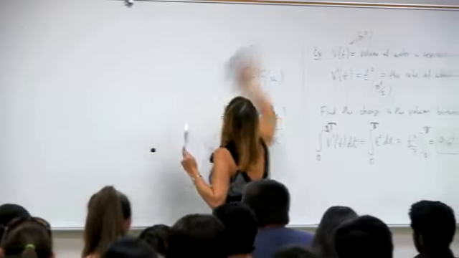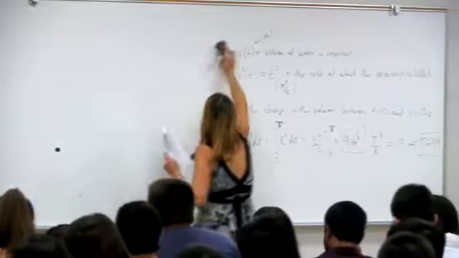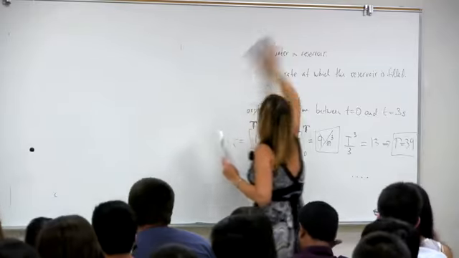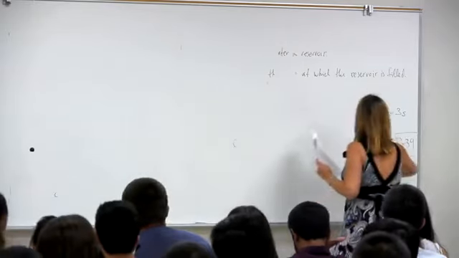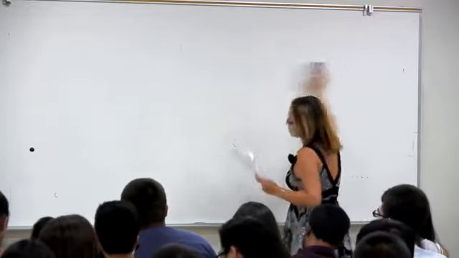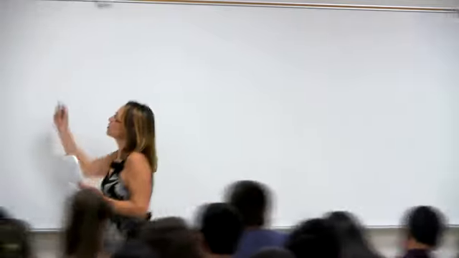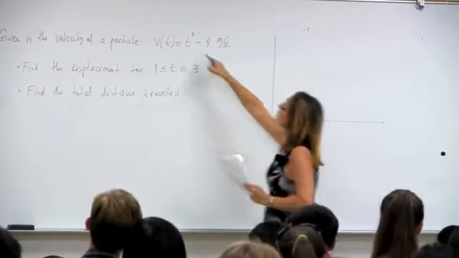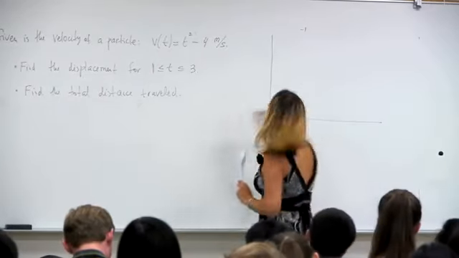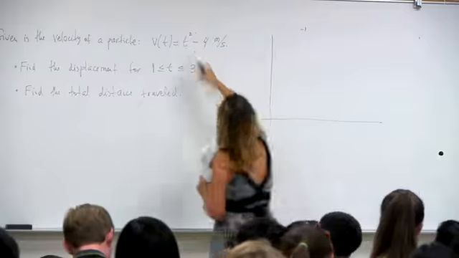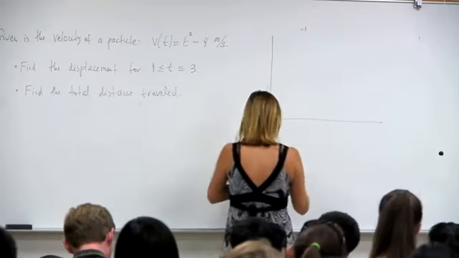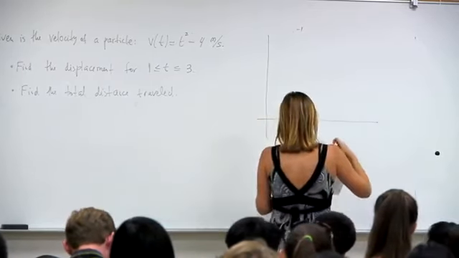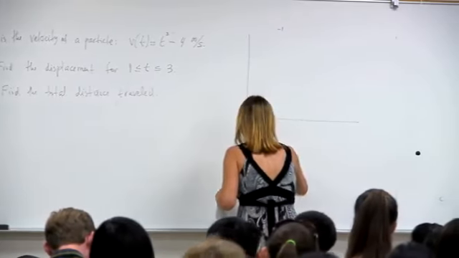So to solve this problem, we have to plot the velocity, because the sign of the velocity tells me the direction of motion. If the velocity is positive, I go forward. If the velocity is negative, I go backward. And all the information about the velocity is, of course, here. Okay? So I have to plot the function t squared minus 4. What does it look like? It's a parabola, right?